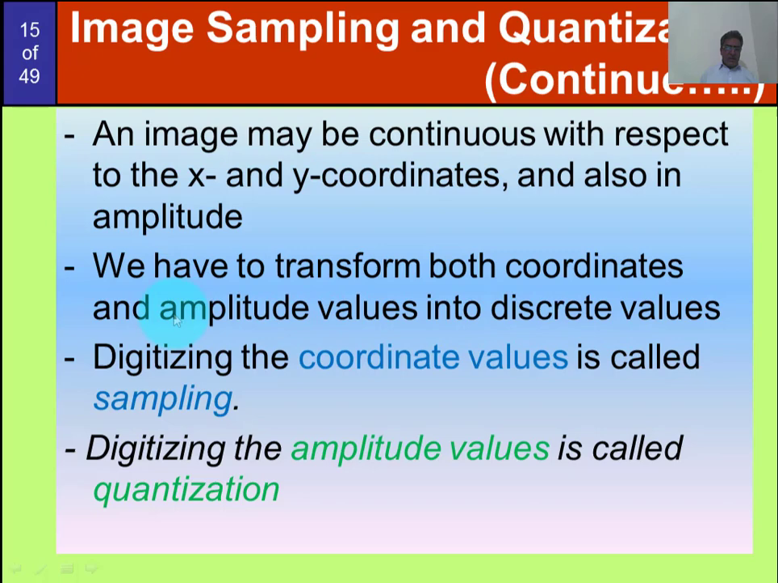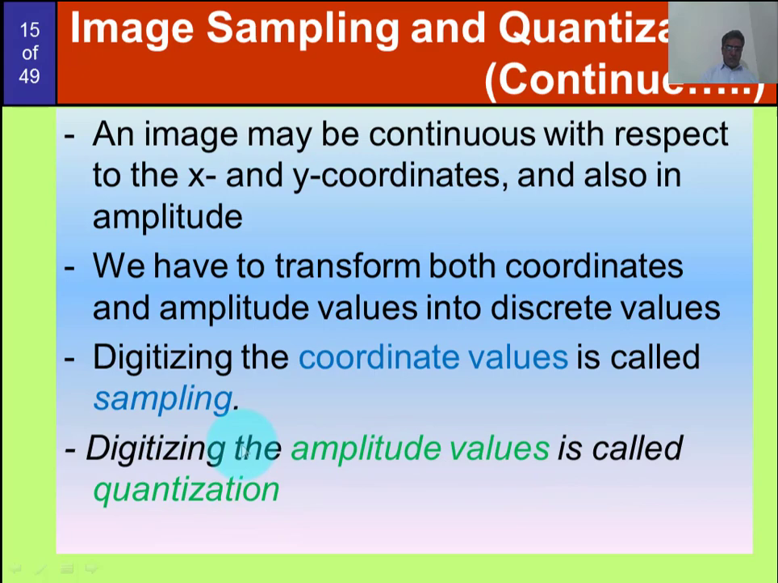Digitizing the coordinate values is called sampling. Coordinate values, that is the number of rows and columns, when we digitize them, that is, we discard the continuous values and only select the digital or discrete values, this process is called digitizing the coordinate values, and it is called sampling. Digitizing the amplitude values, that is intensity or color samples, when we reduce the number of colors from an image, this process is called digitizing the amplitude values and is also called quantization.